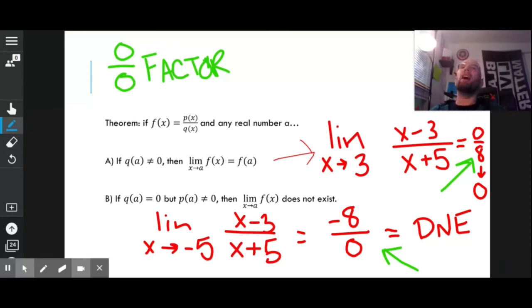So breathe that in, take a minute and try to remember that, because it's very easy to forget. It's very easy to see that 0 on the bottom and automatically freak out, but the only issue is when 0 is on top. Rules.